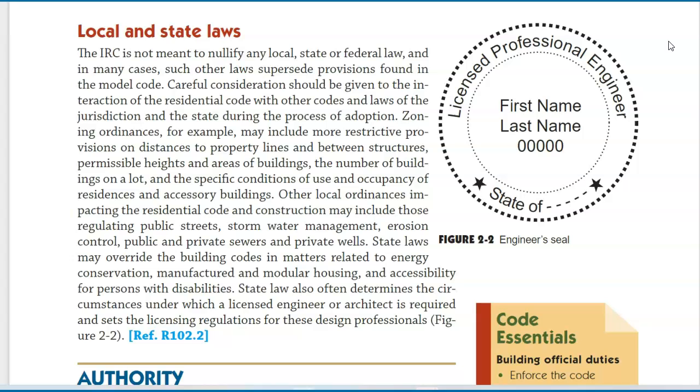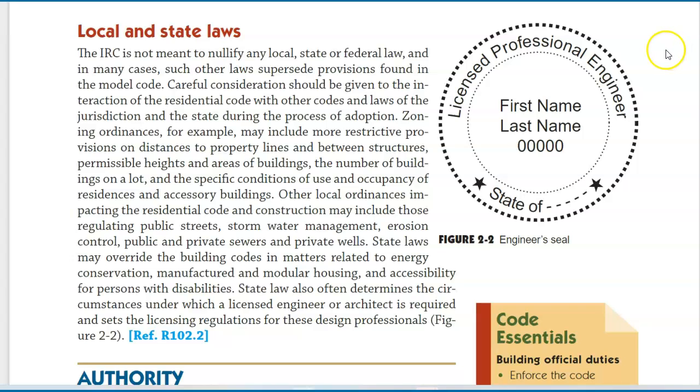Zoning ordinances, for example, may include more restrictive provisions on distances to property lines and between structures, permissible heights and areas of buildings, the number of buildings on a lot, and the specified conditions of use and occupancy of residences and accessory buildings. Other local ordinances impacting the residential code and construction may include those regulating public streets, stormwater management, erosion control, public and private sewers and private wells.